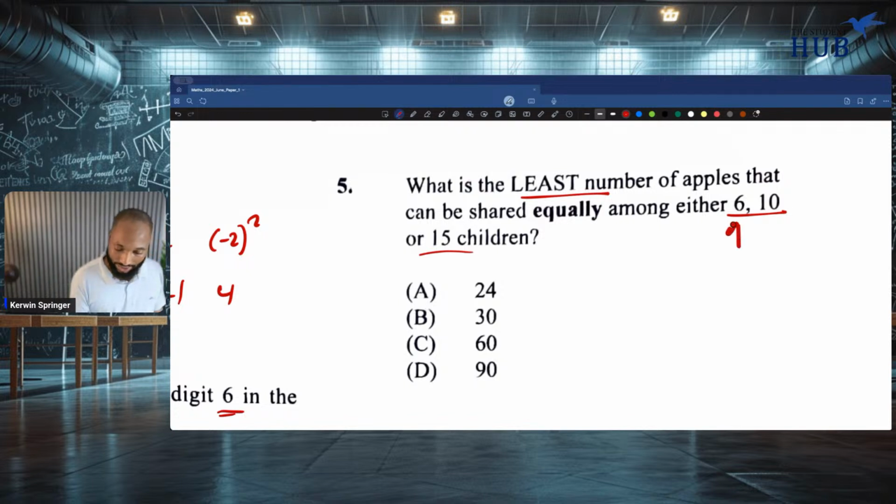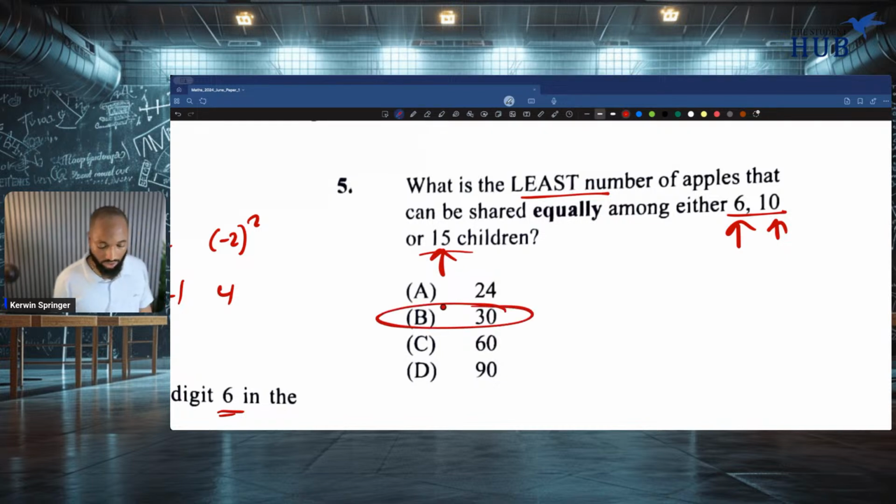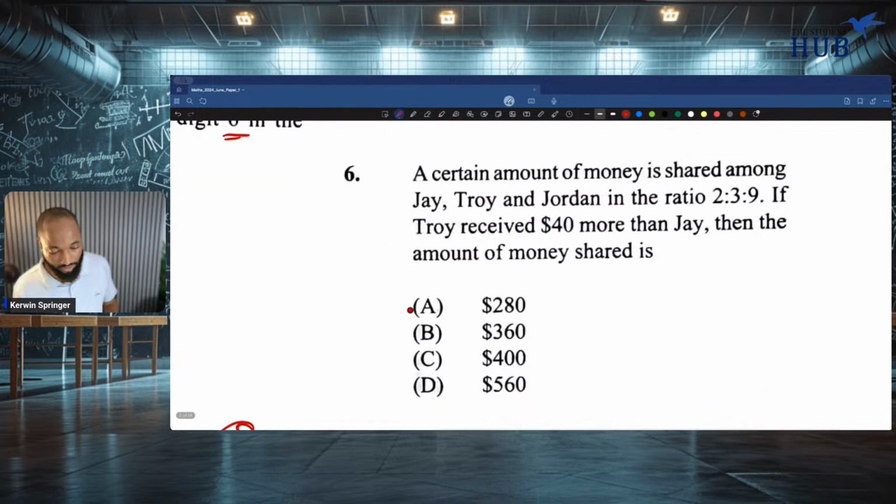This is a repeat, but we've seen 6, 10, and 15 here. So 6, 10, and 15, we're looking at 30 is the first number that all of them will go into. The LCM of 6, 10, and 15 is 30.